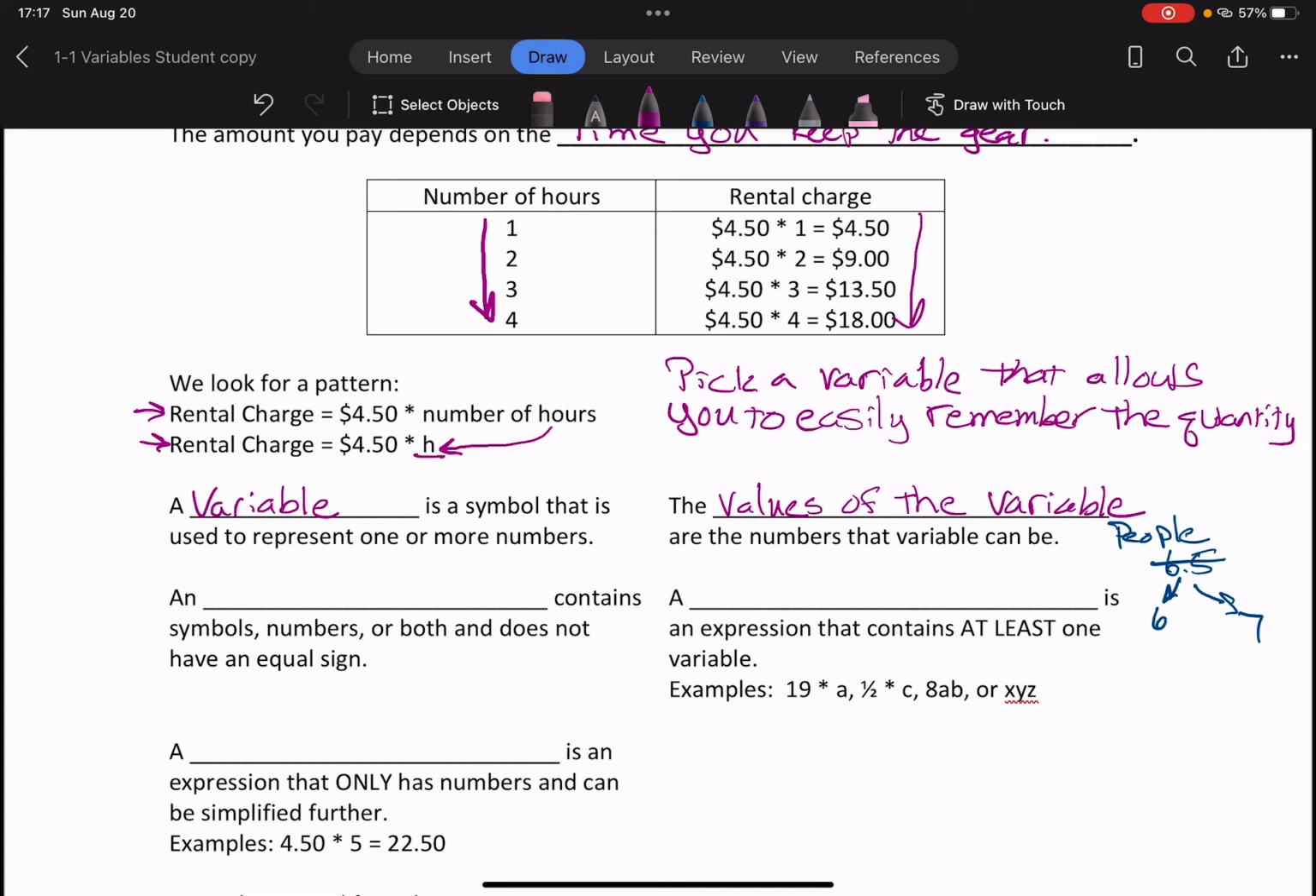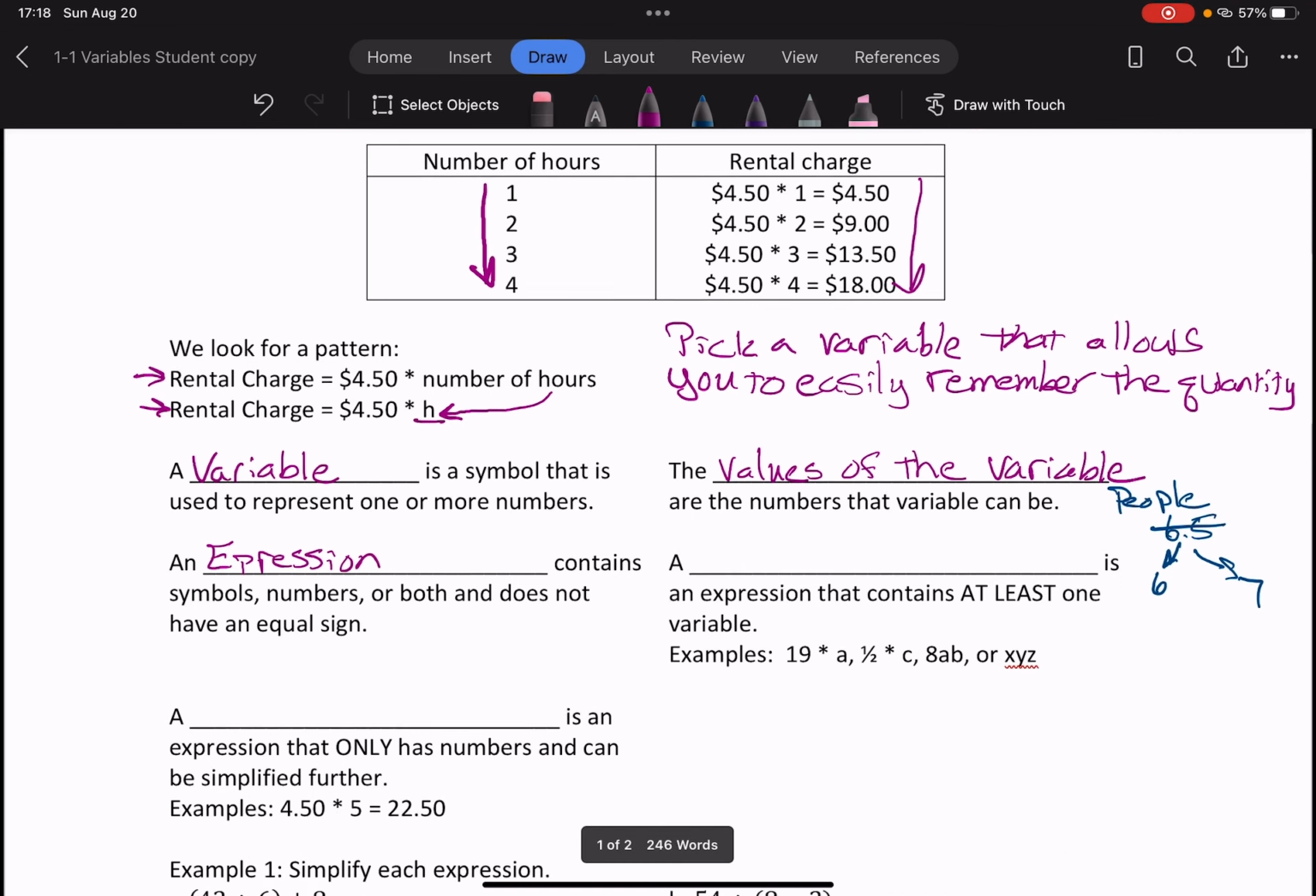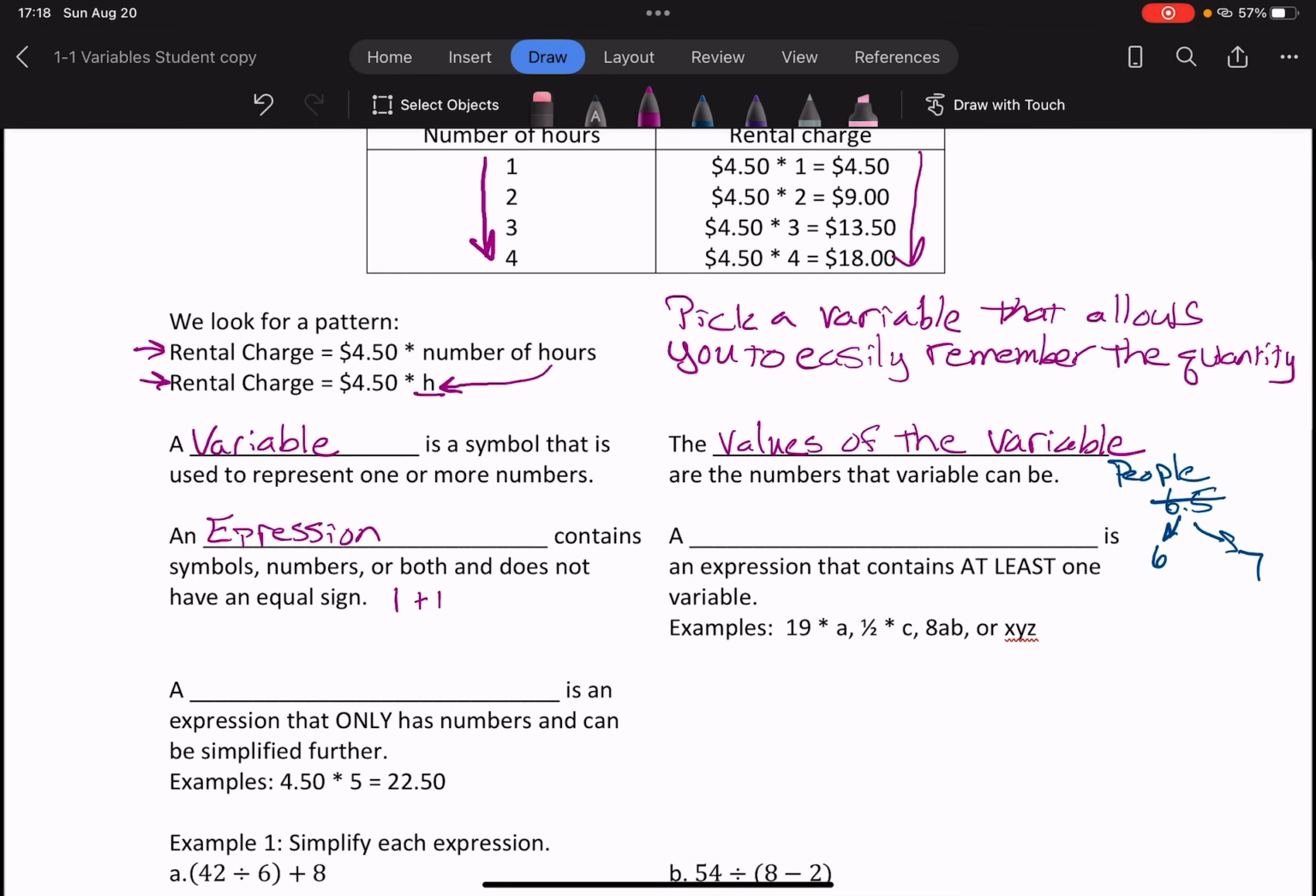So an expression contains symbols, numbers, or both, and does not have an equal sign. So let's go all the way back to kindergarten, first grade, whenever you learn this. The first thing we always learn is 1 plus 1. Well, we know we can make that 2 because 1 plus 1 equals 2. We just learned an expression, 1 plus 1, and we simplified or made it simpler. 2 is much simpler to write than 1 plus 1.